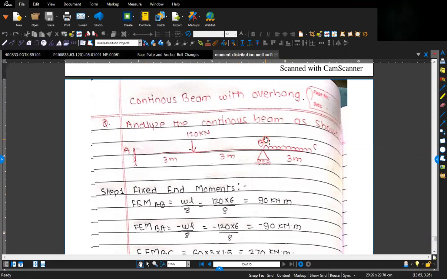So for this step 1, finding the fixed end moments, we are going to assume that the AB span is fixed. We are going to fix support B, and then we find the fixed end moment for AB. What is the fixed end moment when the beam is subjected to a point load exactly at the center? That is WL by 8. W is 120, L is the length of span AB, that is 6 meter, divided by 8.